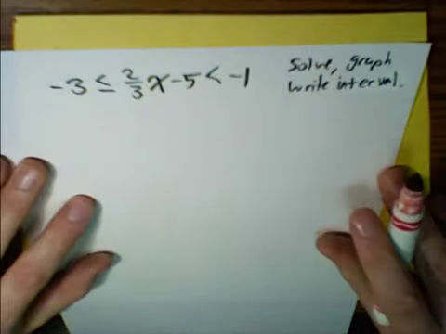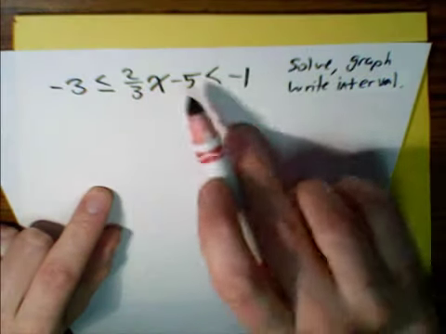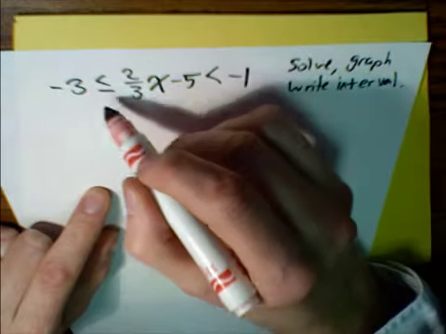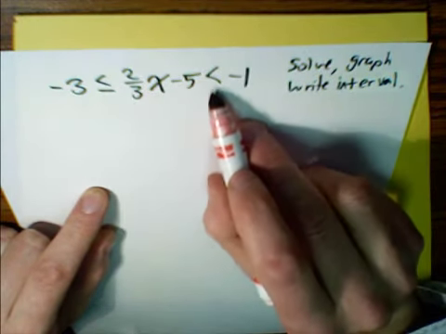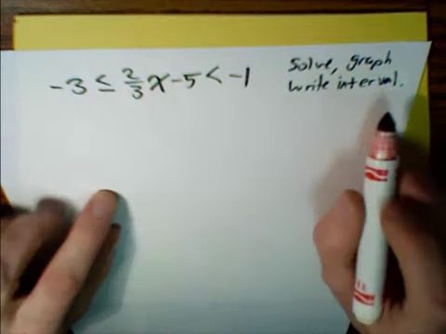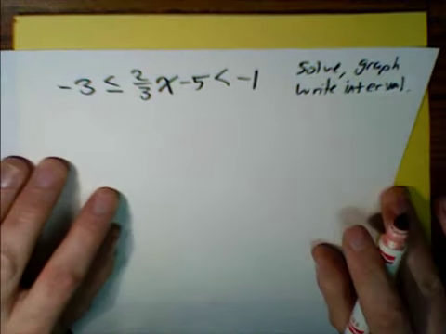Here there's several things for us to do. Notice it's a compound inequality with two inequality symbols. Please be careful. This one has an equal to sign in it. This one does not. So that's going to affect our interval. We're going to solve, graph, and write the interval.